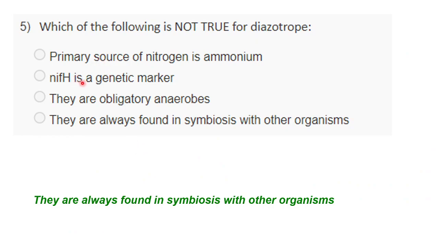So the NIF is a genetic marker. This point is also true. They're obligatory anaerobes. This point is also true. Free living diazotrophs have to be obligatory anaerobes because they have to protect the nitrogenase enzyme from oxygen, because otherwise it will get inhibited. So all these points are true except the last point. They're always found in symbiosis. Not true. There are also free living nitrogen fixers.